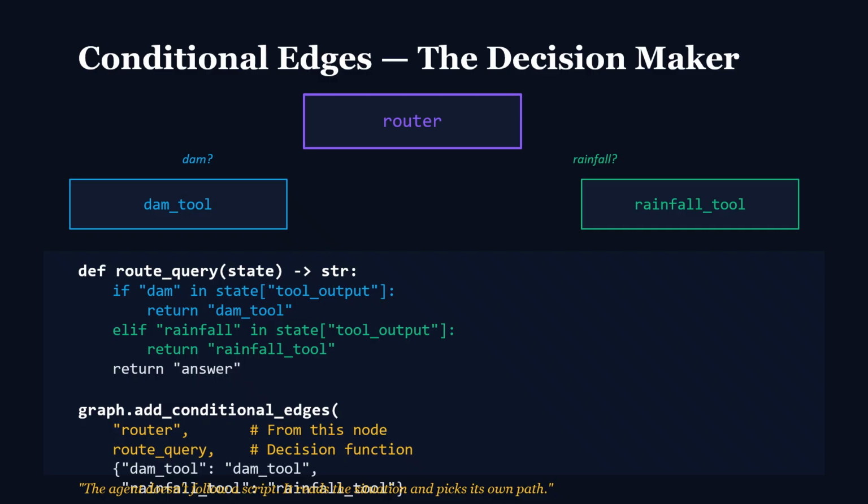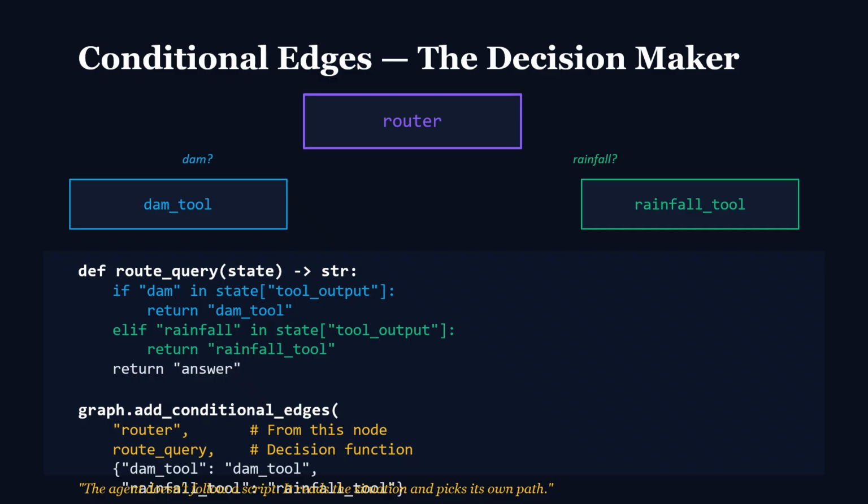This is where LangGraph becomes truly powerful. Conditional edges. Look at the diagram. The router sits at the top. When it finishes, it does not always go to the same place. It checks what it classified and routes accordingly. Dam questions go left to dam_tool. Rainfall questions go right to rainfall_tool. The route_query function makes this decision. It looks at state["tool_output"], which is where the router stores its classification, and returns a string. That string maps to the next node name.